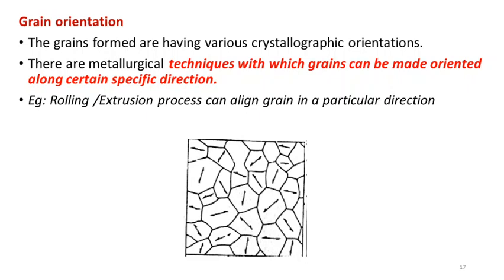In certain conditions or particular applications, we are capable of orienting these grains along one single direction. For example, in mechanical processes like rolling or extrusion, after this mechanical treatment, we can reorient the grains to a particular direction.